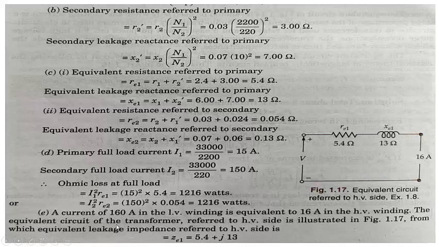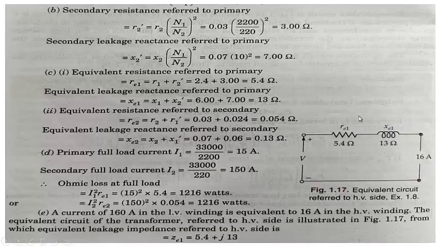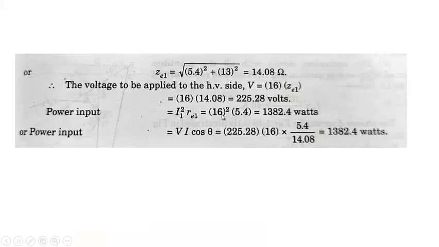The equivalent circuit of the transformer is shown like this. The equivalent impedance will be simply 5.4 plus j13, and the total voltage to be applied so that this current will be flowing through this will be equal to 16 ampere multiplied by this impedance, that is 14.08, calculated like this, that is 225.28 volts. So power input is to be calculated, and that is only what is consumed by this resistance, that is 16 square multiplied by 5.4, which is equal to 1382 watts.